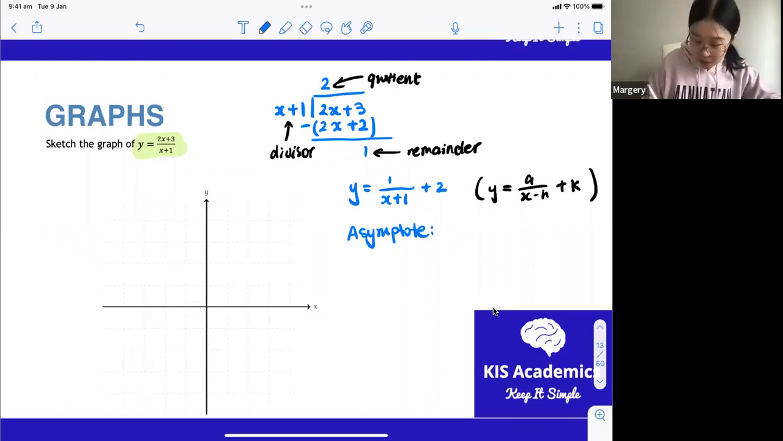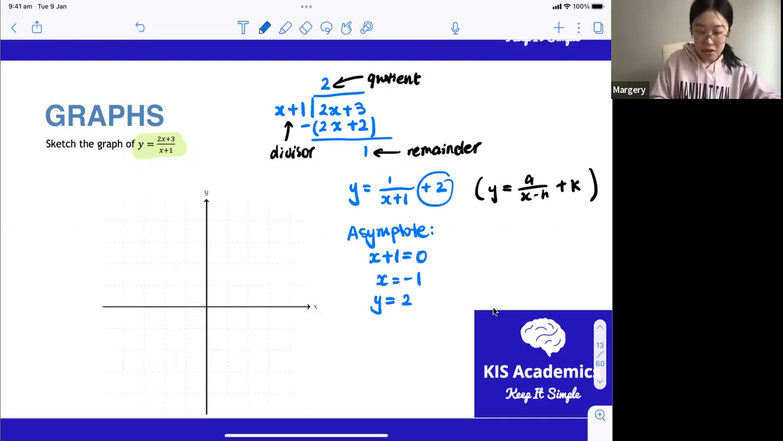For our asymptotes, I know I've got x plus 1 equals 0, so x is equal to minus 1. This would be my vertical asymptote. And my horizontal asymptote would be at y equals 2, the number on the end over here.